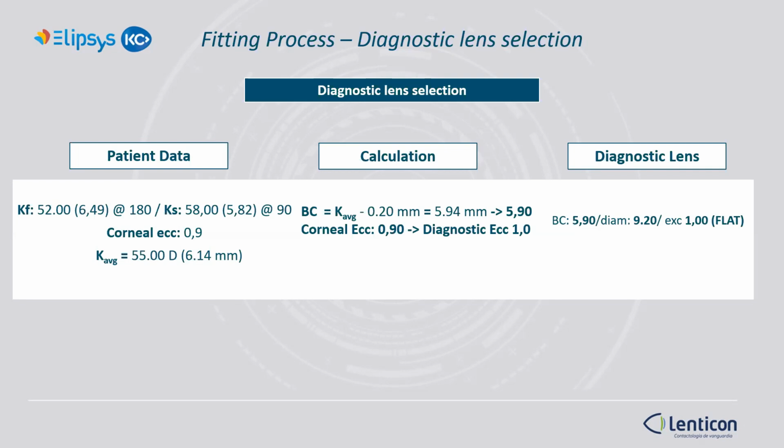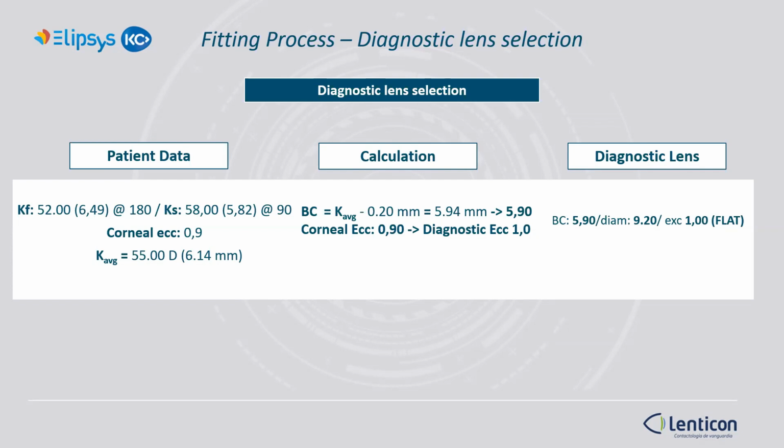Here's an example. For a patient whose flat K is 6.49 millimeters and steep K is 5.82 millimeters, the average K is 6.14 millimeters. If we subtract 0.20 millimeters to the average K, the result is 5.94 millimeters. Then, the 5.9 millimeter lens should be selected.